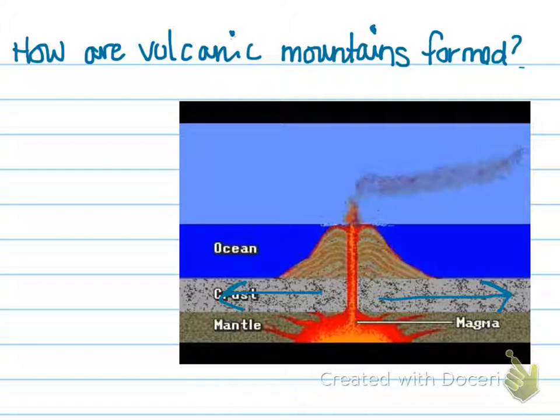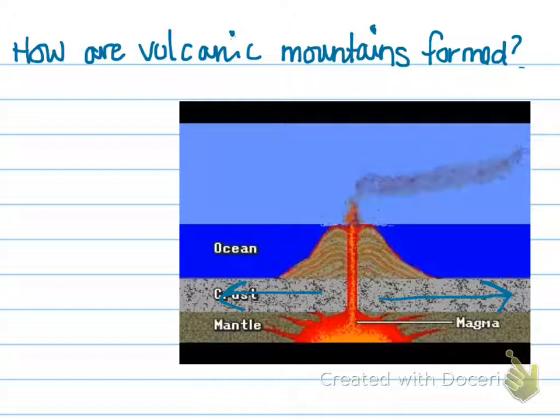In all three of the types of mountains that we've discussed, erosion also plays a part in forming the mountains as well. We know that melting of glaciers can strip the land and change the form of the mountains as well.